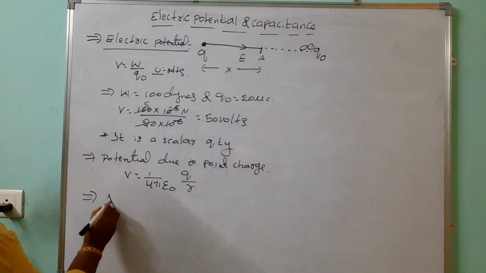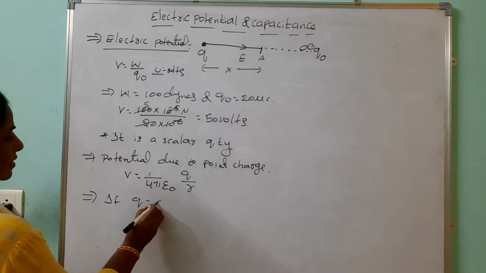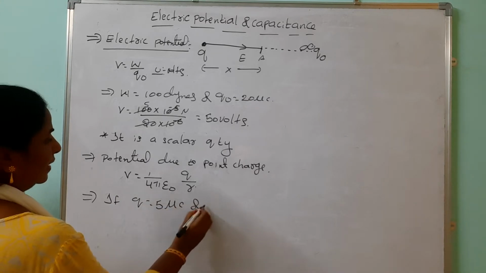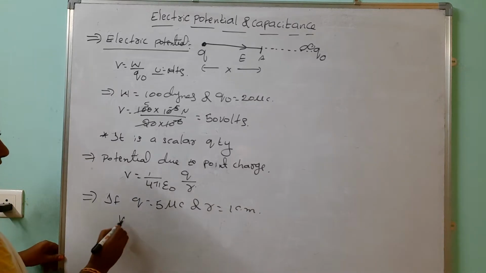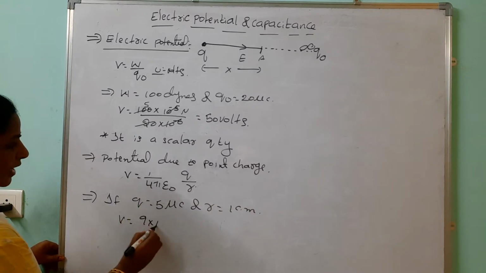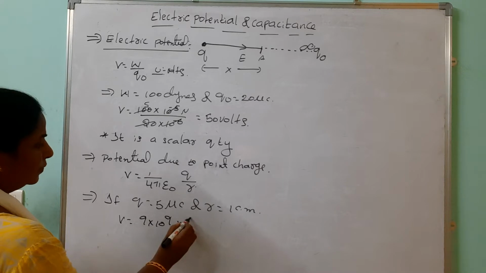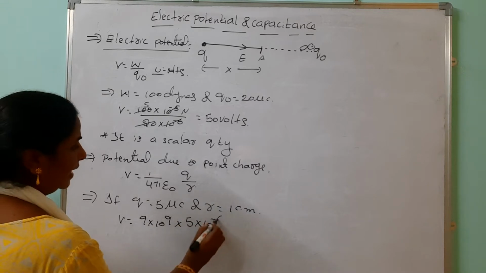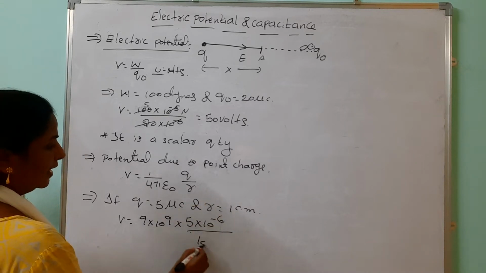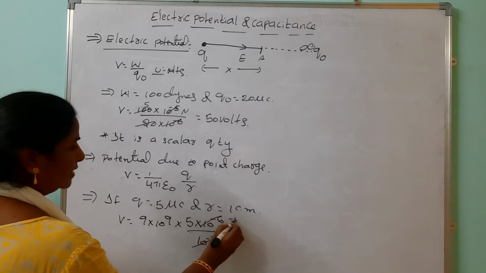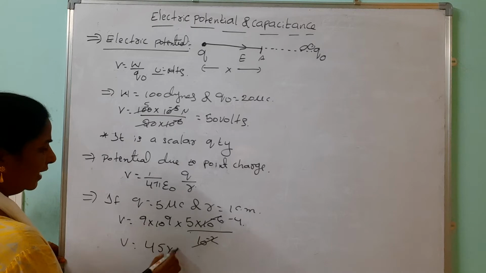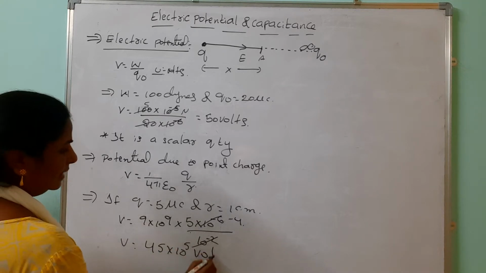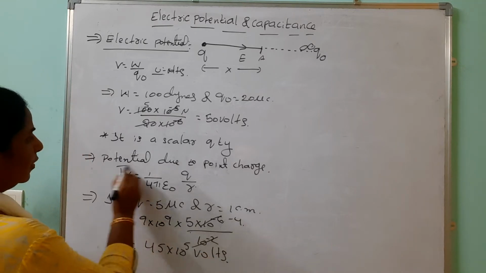Here also we do one problem. If Q equals 5 microcoulombs and R equals 1 centimeter, find the electric potential. Instead of this, 9 into 10 power 9, instead of Q, 5 into 10 power minus 6, and centimeters we are converting into meters, minus 4. After simplification, 45 into 10 to the power of 5 volts. This is the potential due to point charge.